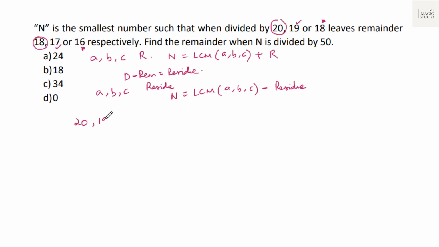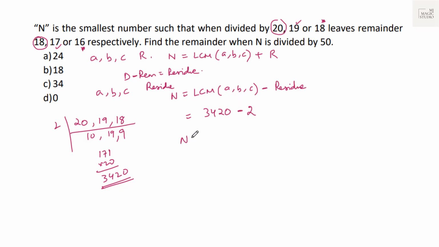So our job is to find LCM of 20, 19, 18, that is 10, 19 and 9. 9 into 19 is 171, 171 into 20 is 3420. LCM is 3420 and the common residue is 2. That means the smallest number which we are looking for is 3418.